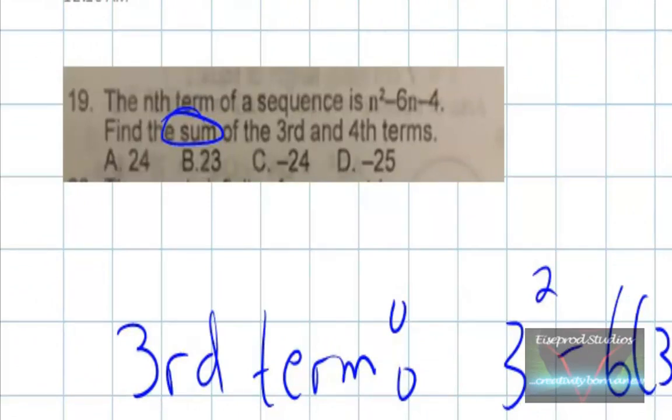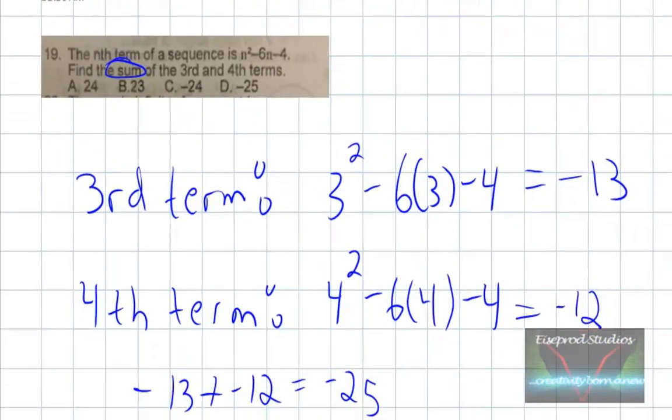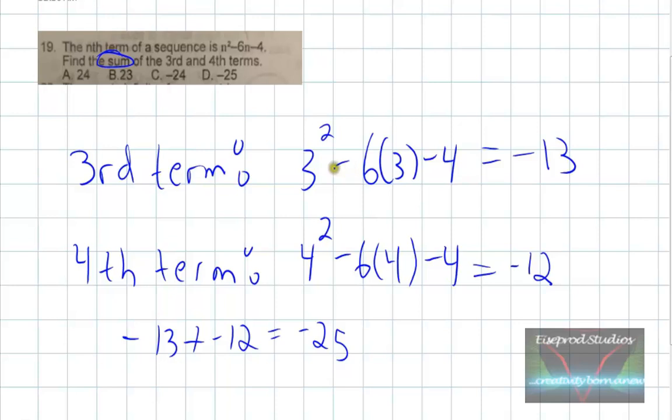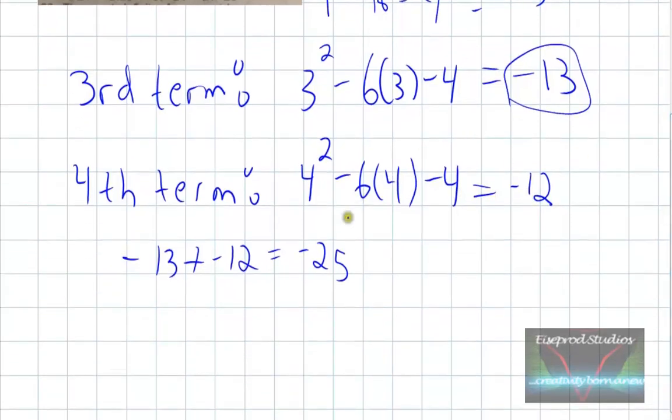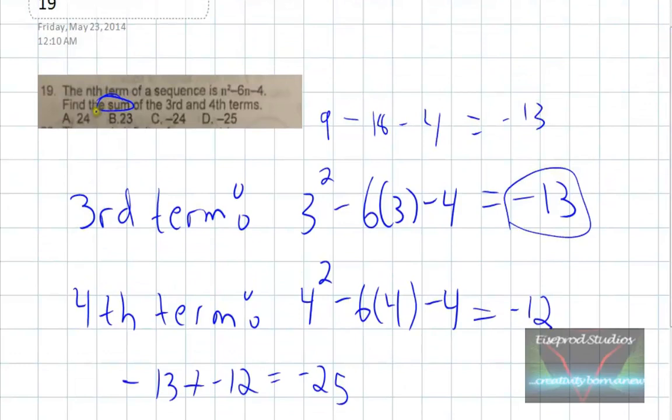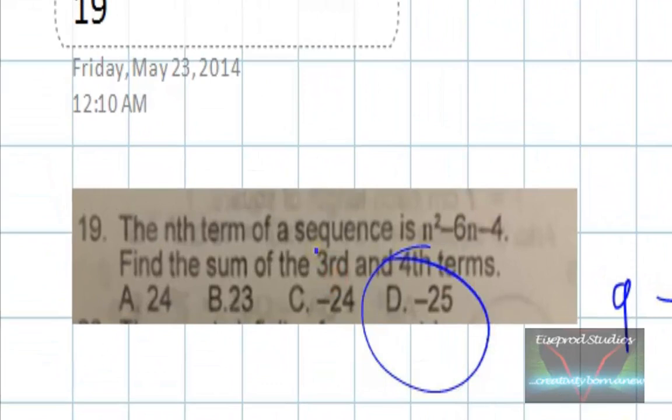Question 19 wants us to find the sum of the third and fourth terms using this sequence, n squared minus 6n minus 4. So the third term would just be simply plugging in the number 3. So we'd have 3 squared minus 6 times 3 minus 4, which would be 9 minus 18 minus 4, which ends up equaling negative 13. For the fourth term, you'd plug in the number 4: 4 squared minus 6 times 4 minus 4, and that would give us negative 12. Remember that the question asks us to find the sum of these two, so you would add them and get negative 25, and that's your answer.